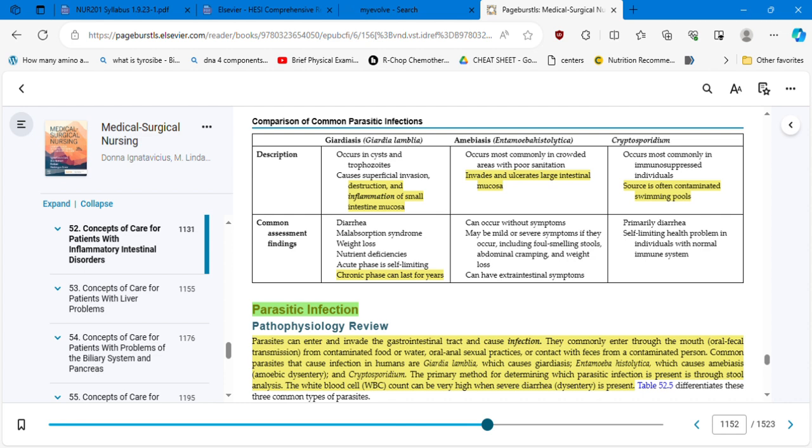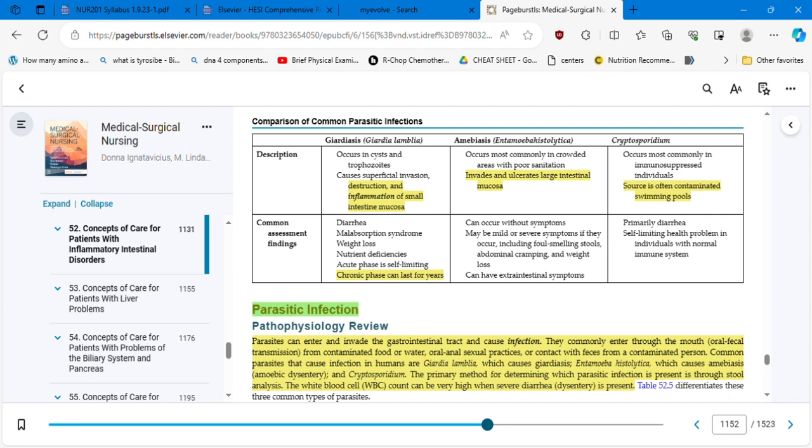Giardiasis is going to cause superficial invasion, destruction, and inflammation of the small intestine mucosa. Amebiasis invades and ulcerates the large intestinal mucosa. Amebiasis: large intestine with ulceration. And the Cryptosporidium source is often contaminated swimming pools.